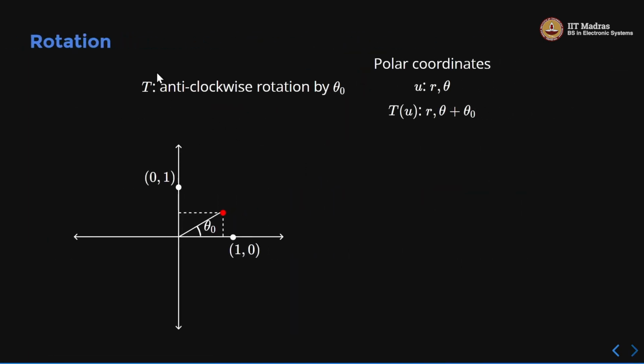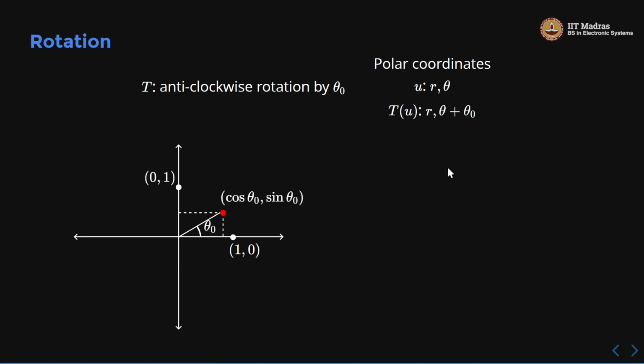So let's move to rotation. I'm going to talk about this transform T, which is an anti-clockwise rotation by an angle theta naught. In polar coordinates, we know this is easy to describe. If u is (r, theta), then T of u is simply (r, theta plus theta naught). Now what happens to the basis vectors? The canonical basis vector (1, 0) is getting rotated by an angle theta naught, and you get this red vector, right? So from blue you went to red. This is theta naught. From here we can figure out what the coordinates of this point are. See, this is 1, so this hypotenuse is also 1. So this length will be cos theta naught, and this length will be sin theta naught, using our familiar trigonometric functions. So that is the coordinate (cos theta naught, sin theta naught).